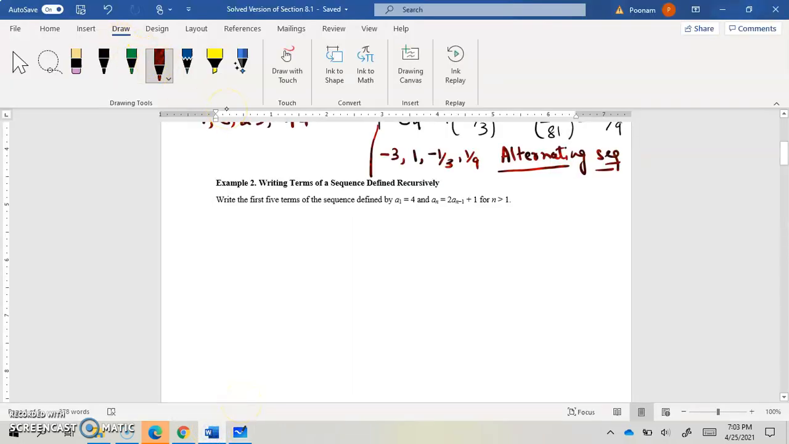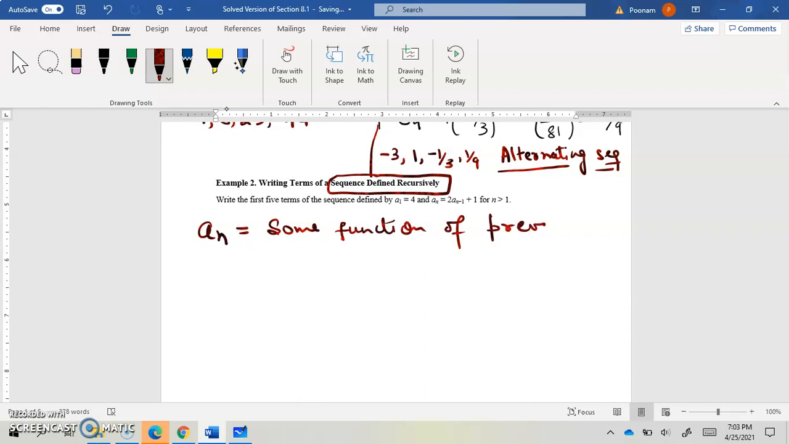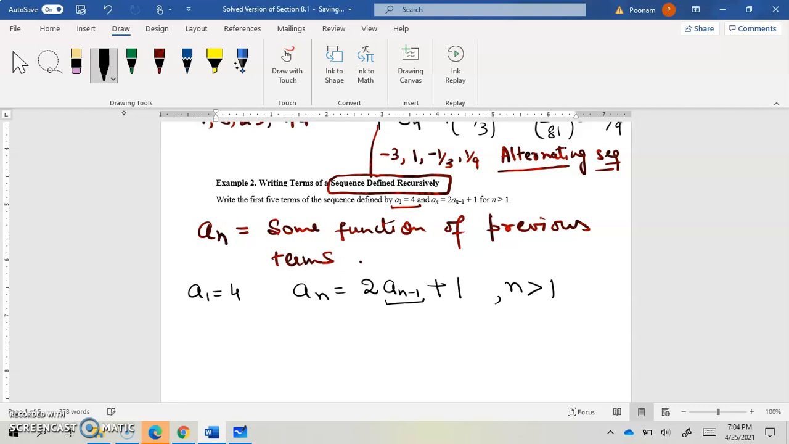Now, some sequences are defined recursively. What does recursively mean? A recursive definition means that a general term of the sequence is defined as some expression or function of previous terms. The first few terms are defined. In this case, a1 is given to be 4 and an is given to be double of an minus 1 plus 1. an minus 1 is the previous term of an, where n has to be more than 1. So we are saying any term an is double of the previous term plus 1.